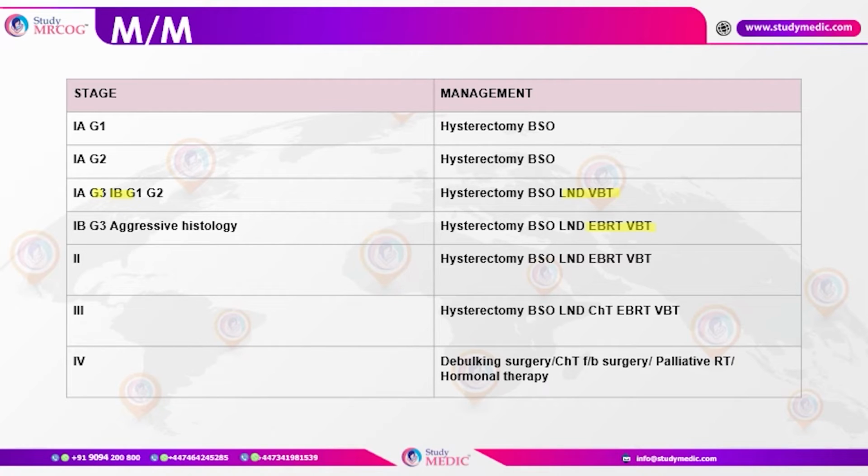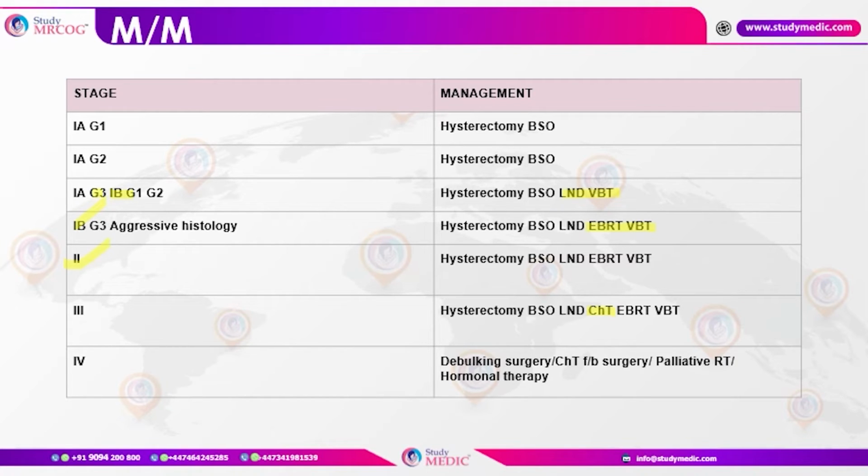So for stage 2, you have to go for hysterectomy, BSO, lymph node dissection, EBRT and VBT as well for stage 1A, B, G3, and for stage 2 the management is the same. Stage 3, you have to give sequential chemoradiation. So you have to add chemotherapy in stage 3. The chemotherapy part is added.